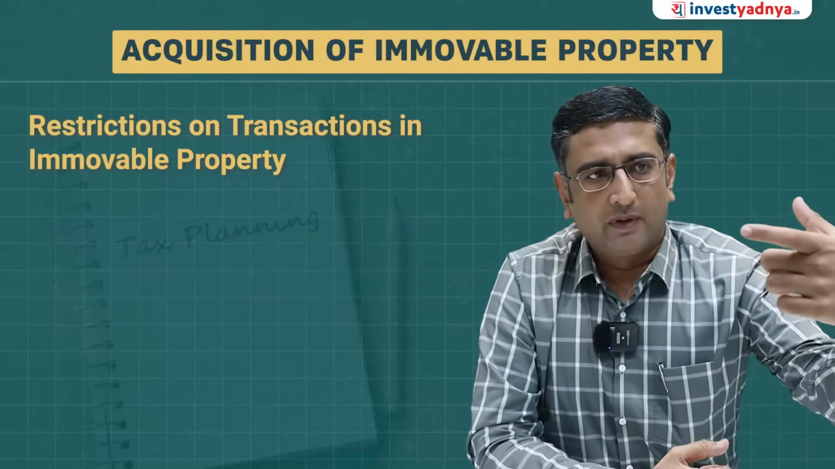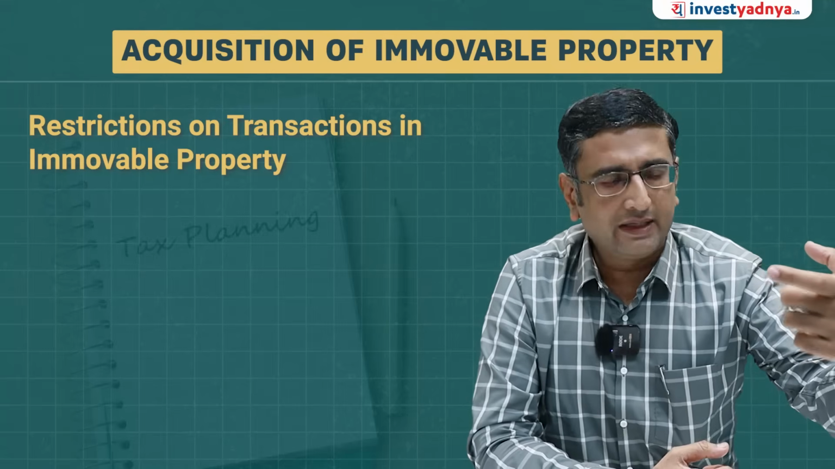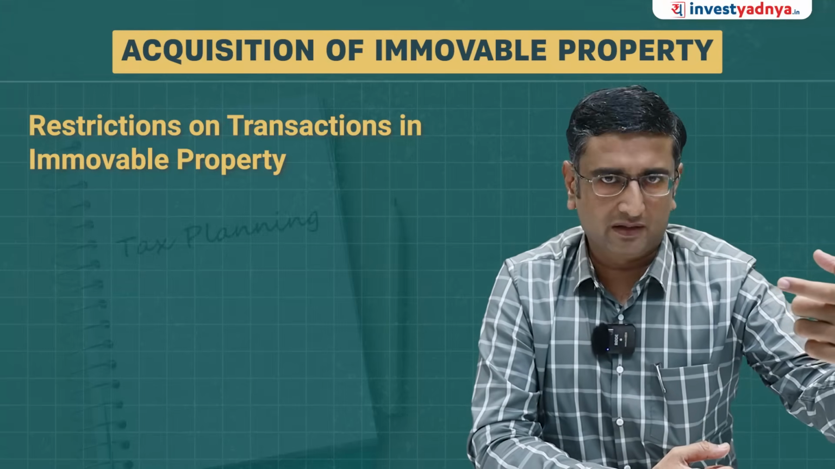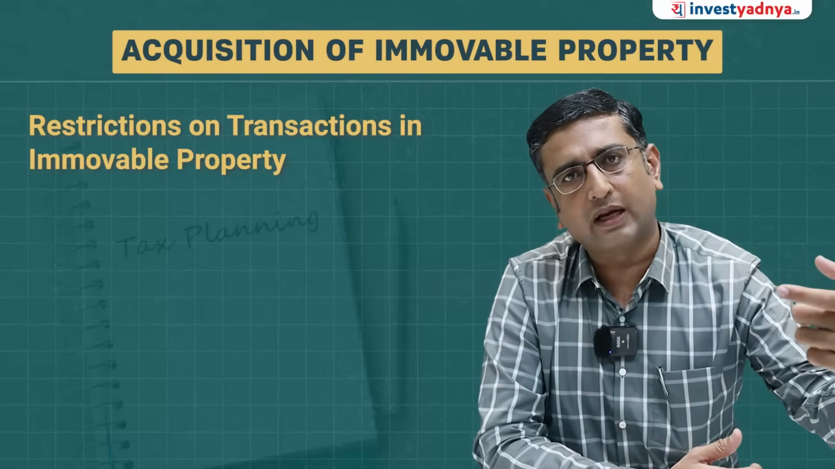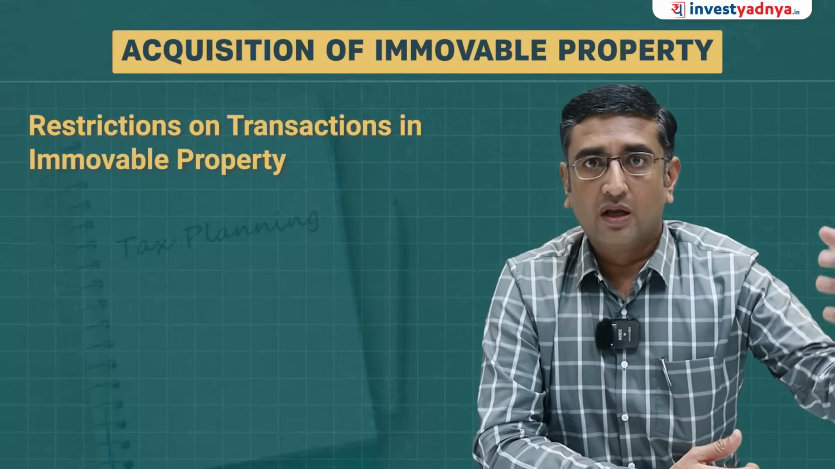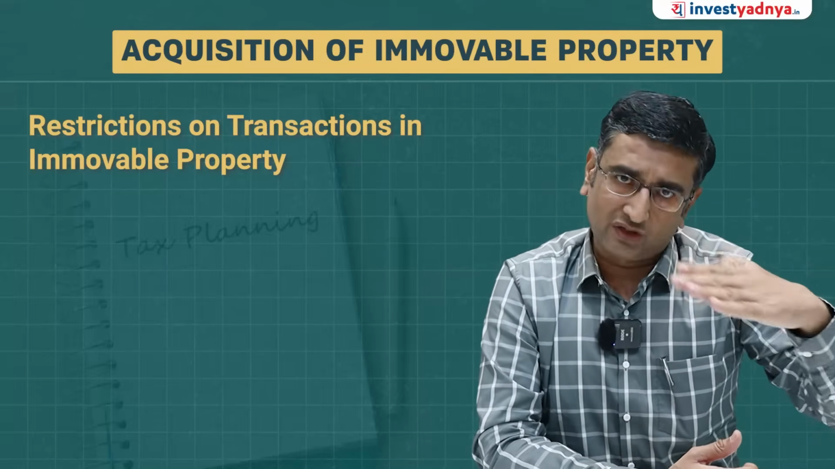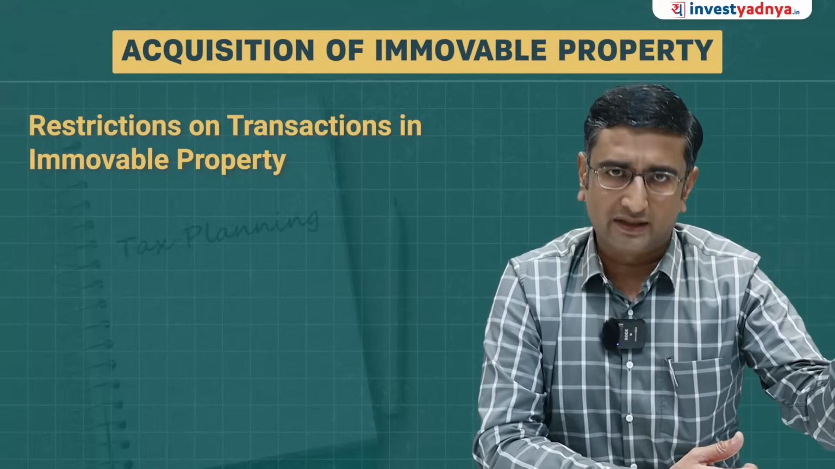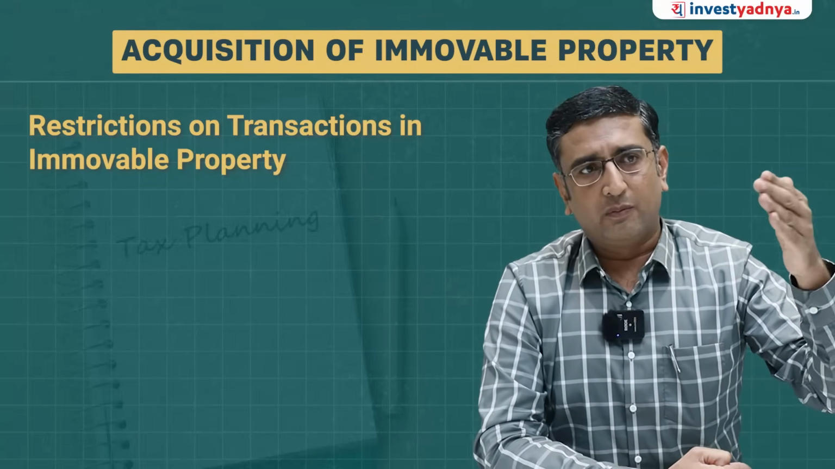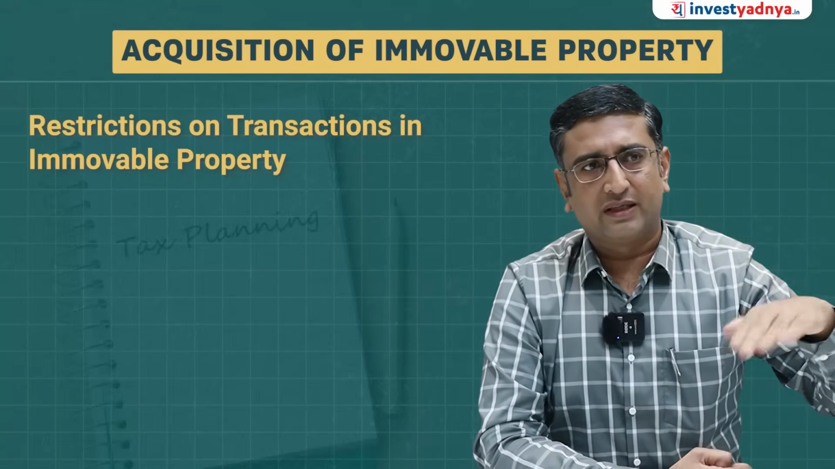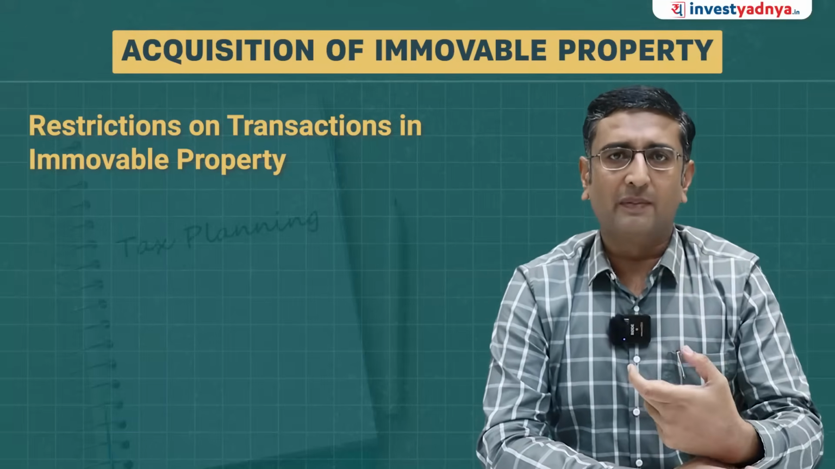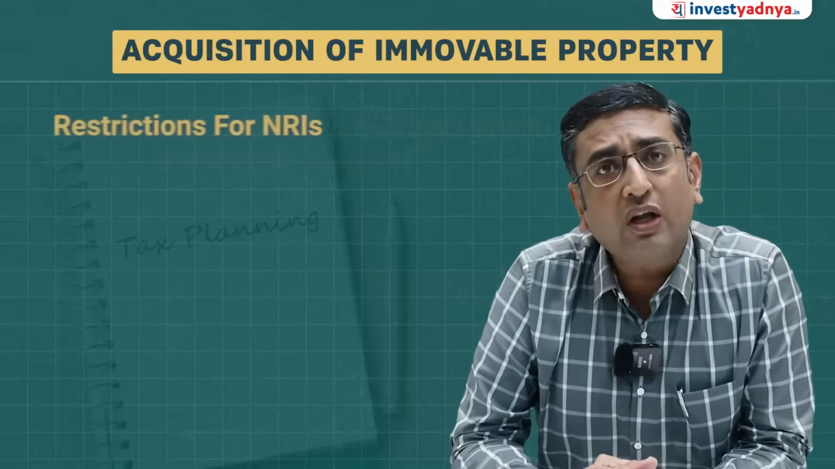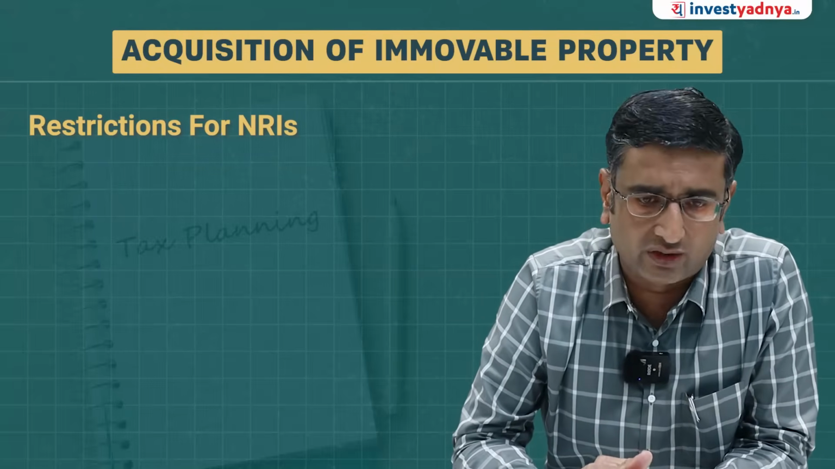Firstly, an immovable property transaction in India is a capital account transaction if it has been purchased or dealt with by an NRI, OCI or foreign national. Capital account transactions are generally prohibited unless and until allowed. So immovable property transactions by NRIs, OCIs are allowed with certain parameters, with certain limitations. So what are those limitations or restrictions?